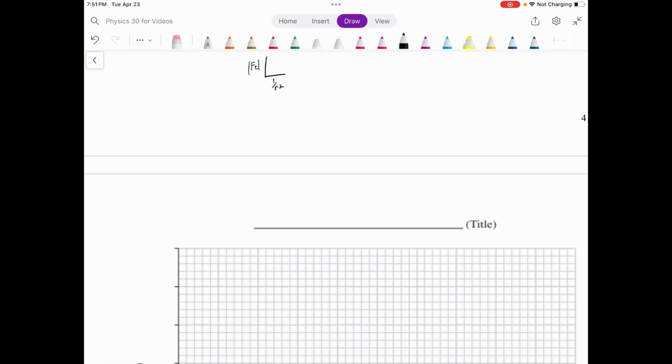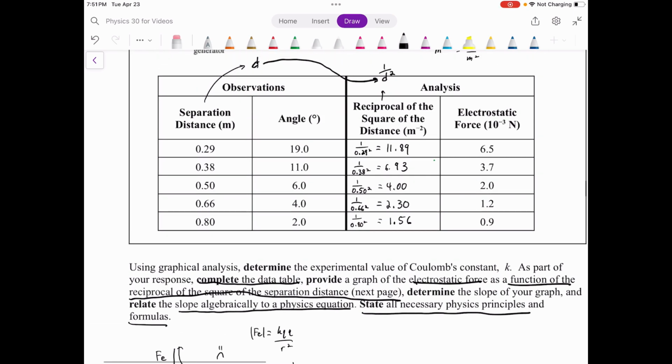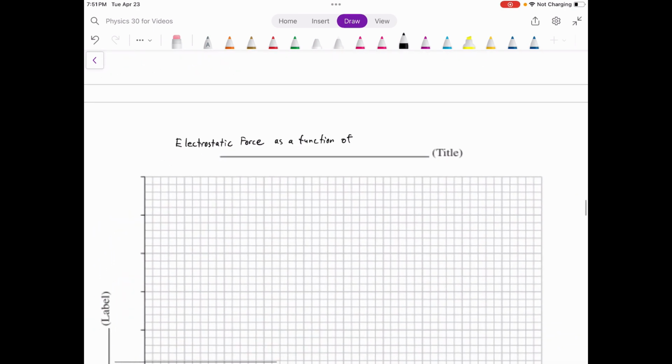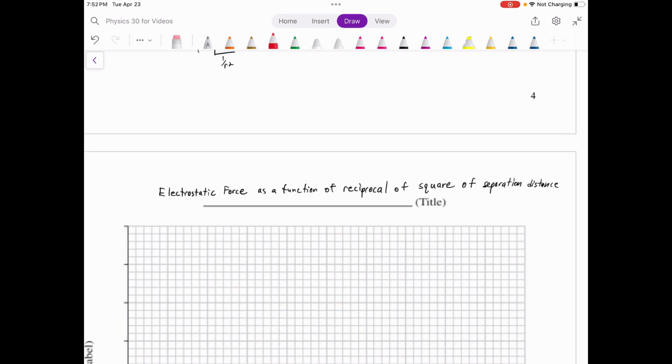So for us here, our y, our responding, is electrostatic force. We're just going to say that as a function of our x variable. Our x variable here, careful, it's the reciprocal of the square of the distance. So it's going to be a bit of a mouthful, but that's what we always do. Y as a function of x. So electrostatic force as a function of, and that's really it, right? So responding as a function of manipulated. Y as a function of x, okay?